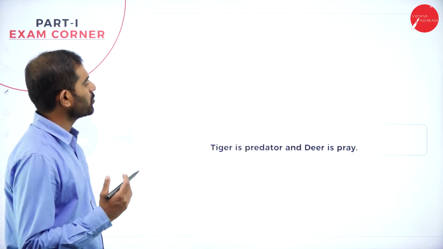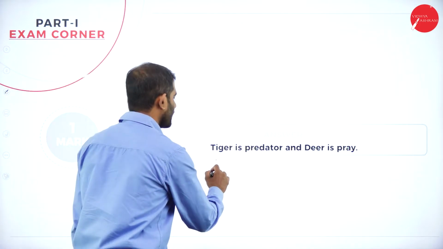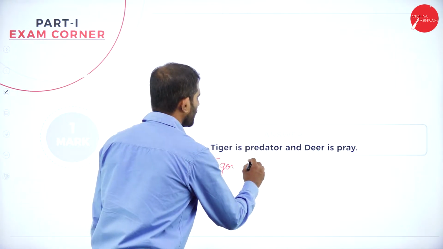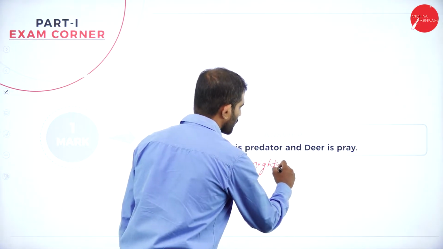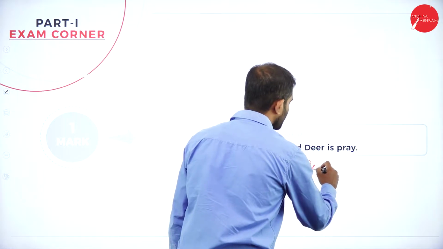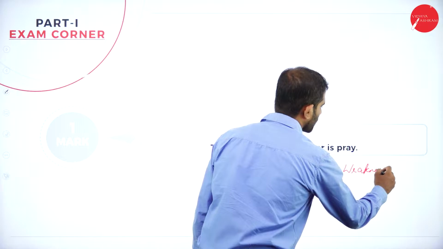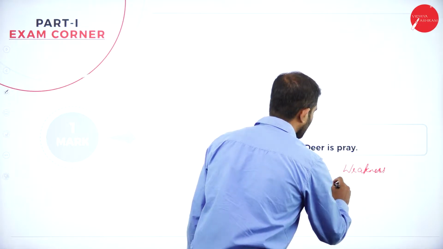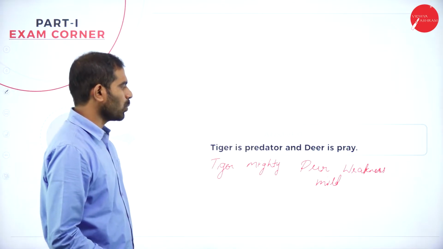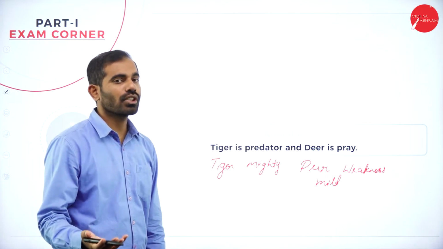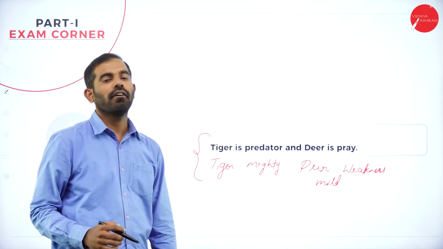The next one is, what do the tiger and the deer stand for? Tiger is predator and deer is prey. You can also write tiger is mighty, it represents the strength, and the deer represents weakness or even mild. You can answer in multiple ways, but make sure whichever answer you write will represent the words from the poem.